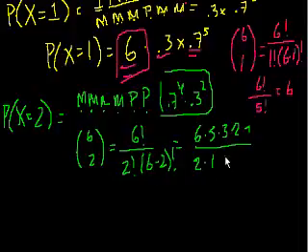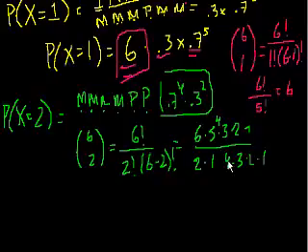6 minus 2 is 4 factorial. It's 4 times 3 times 2 times 1. Oh, and actually, I forgot to write a 4 up here. 6 times 5 times 4 times 3 times 2 times 1. Anyway, this cancels out with that. The 2 and the 6 is 3, so it becomes 15.